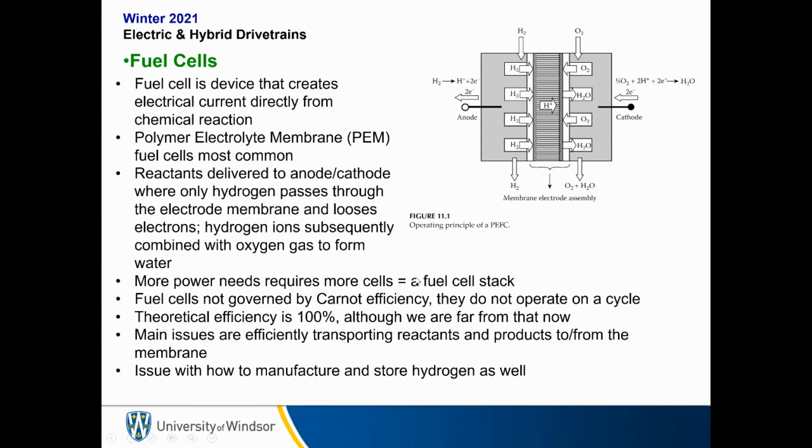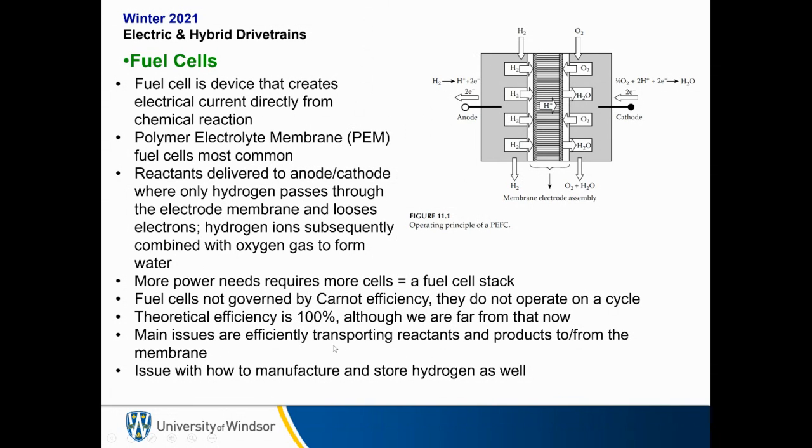More power requires more fuel cells, so we need a fuel cell stack. The fuel cell itself is not governed by a Carnot efficiency, i.e. they do not operate on a cycle. So theoretical efficiency is 100%, although we are very far from that right now. Why are we far from that? Because the main issues are effectively transporting reactants and products to and from the membrane. So we said delivering reactants to the anode and cathode and passing through the membrane is an important process. Well, it just happens to be the most important process, and it is also not very efficient in fuel cells right now. Therefore, their efficiency is nowhere near 100%.